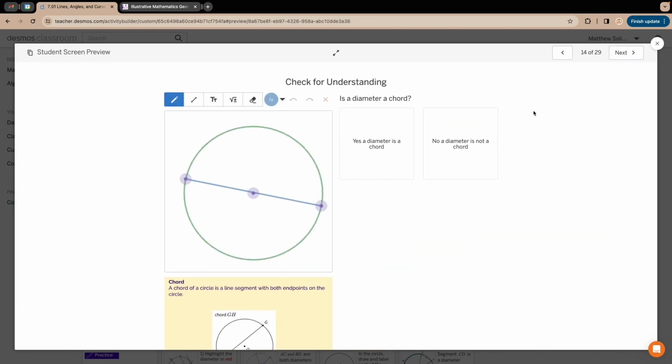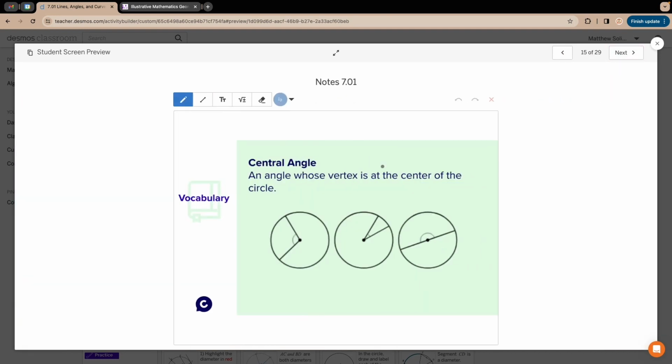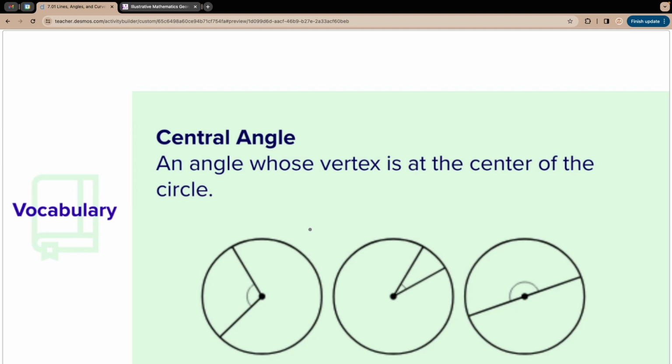Another vocab word we talked about was a central angle. And this is just the angle at the center of the circle in between two radii. So here is a central angle, right? We could have a smaller central angle. And then this is a bigger central angle.